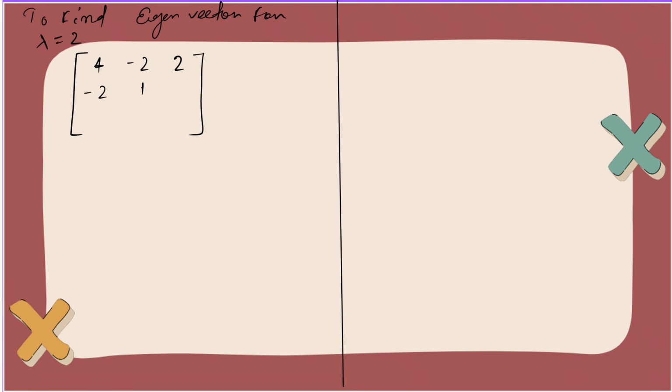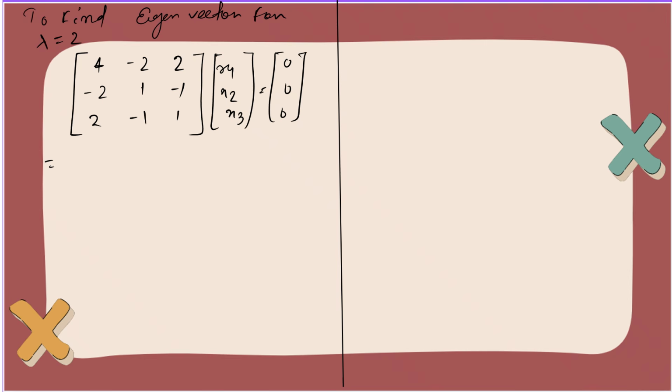So let's move to the eigenvector. Let's find the eigenvector for lambda equal to 2. For that, the new matrix looks like 4 minus 2 2, minus 2 1 minus 1, 2 minus 1 1, multiplied by x1, x2, x3, which is equal to 0.